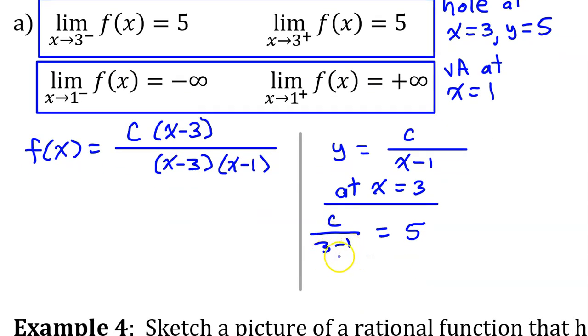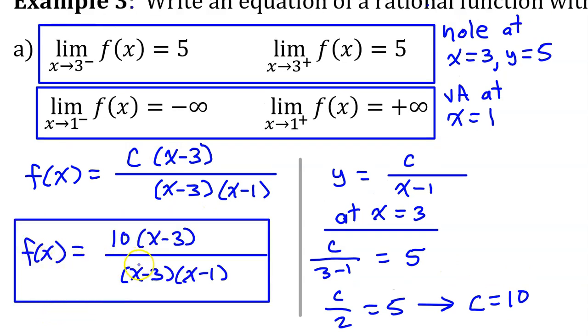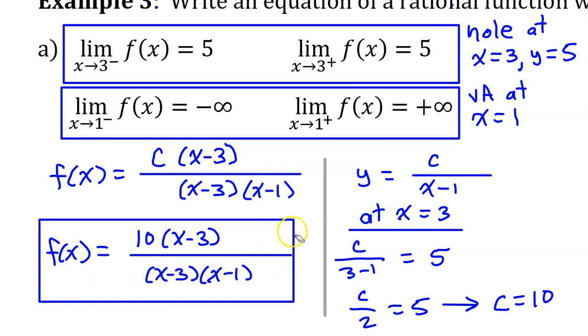3 minus 1 is 2, so this is c over 2 is equal to 5, and multiplying both sides by 2, we get c is equal to 10. All we have to do is plug this back in for c, and kabam, that'll be the answer. So this is the answer to part A. Wait, erase that box for a second.